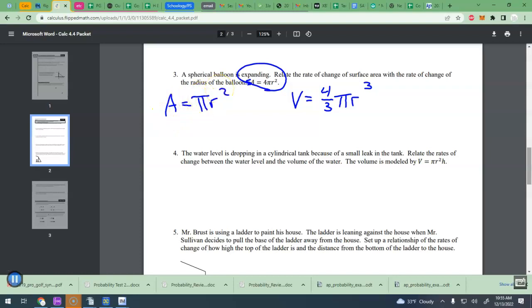Take the derivative of that. What do you get? Isn't that cool? That's all I got. One more time.